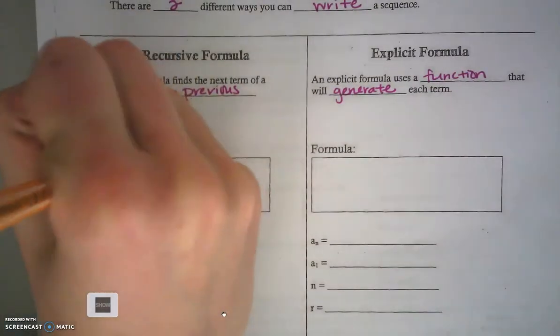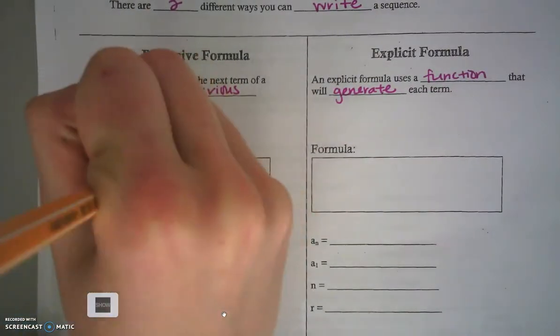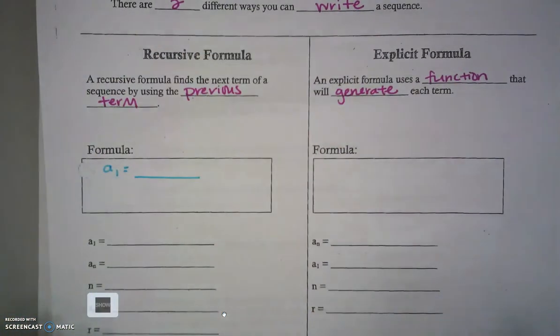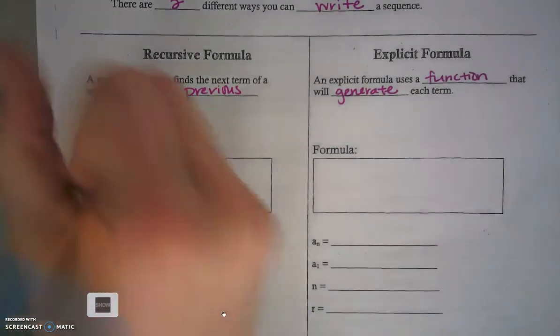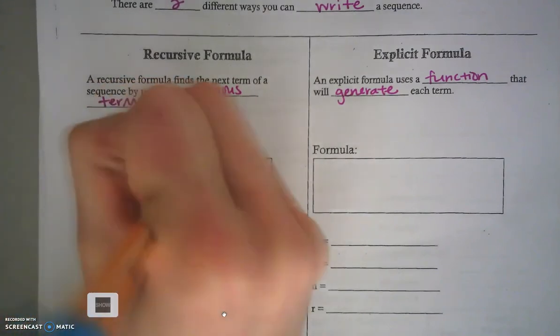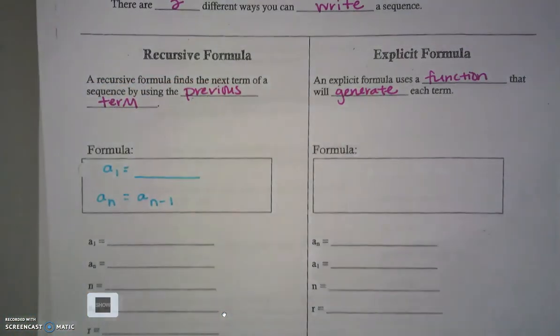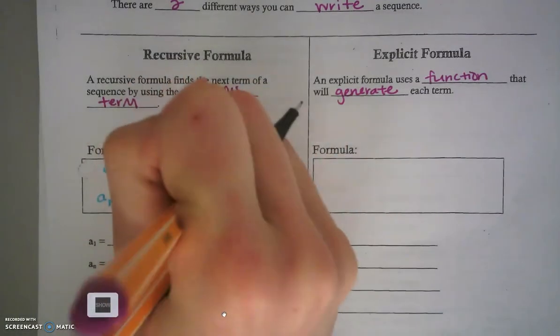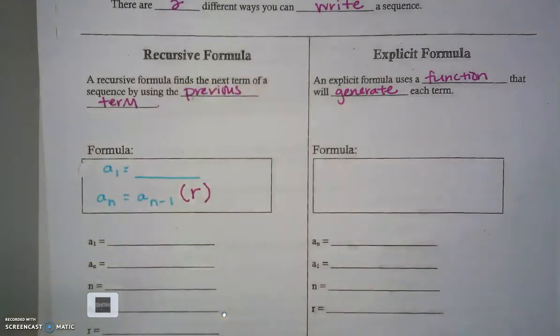We'll always write our first term. We need that in a recursive formula. We need that first term. We're still going to write that gobbledygook: a sub n equals a sub n minus 1. But now we're going to multiply by our common ratio.